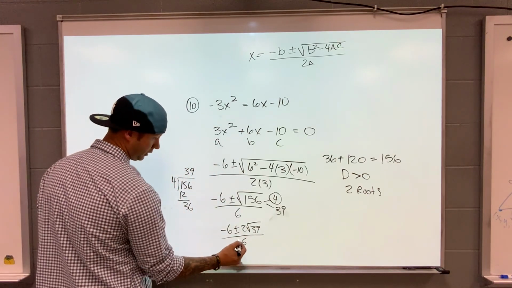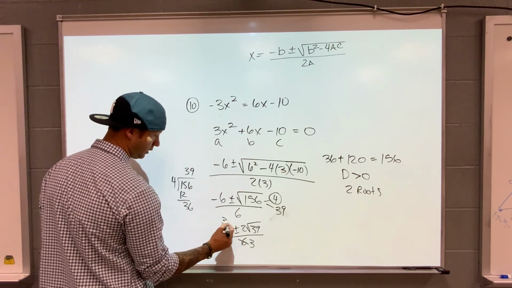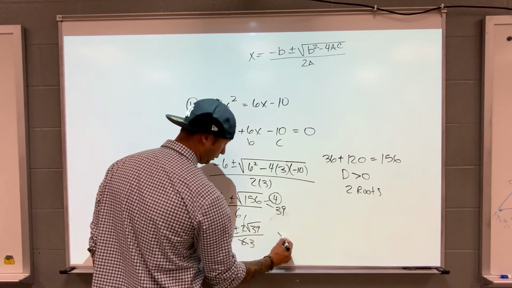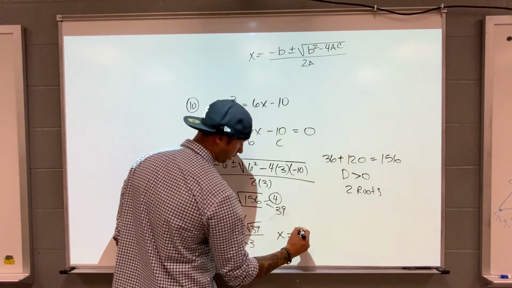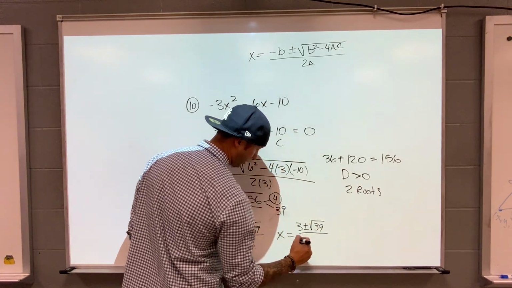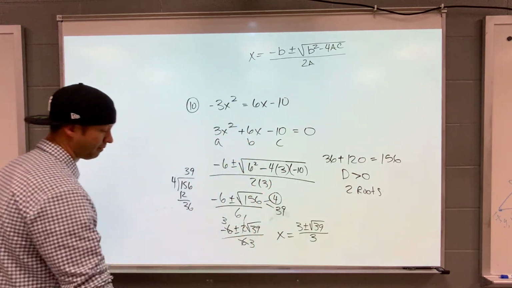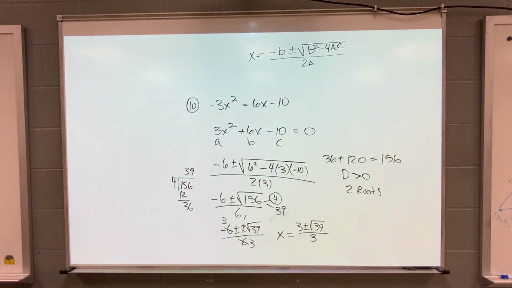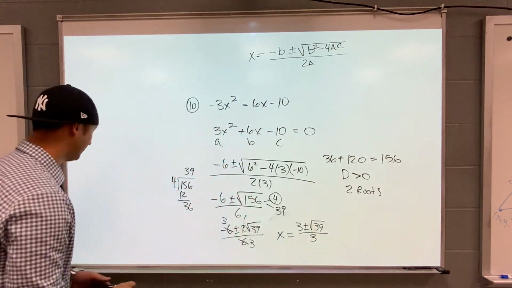Even numbers here, here, and here. So 2 goes into 6 3 times. 2 goes into this once. So our two answers are 3 plus or minus root 39 all over 3. It almost seems like this could cancel, right? But don't fall for it. It cannot.